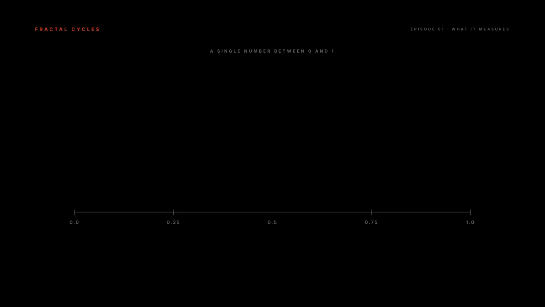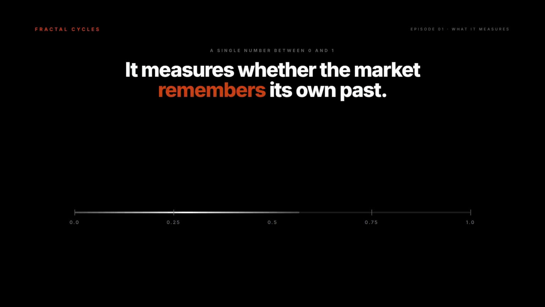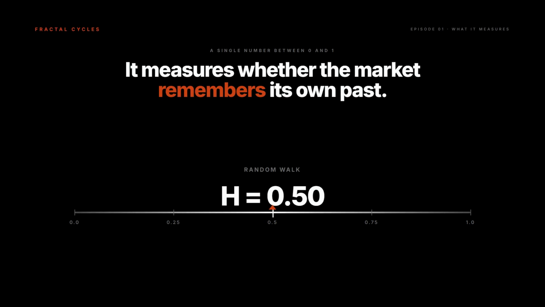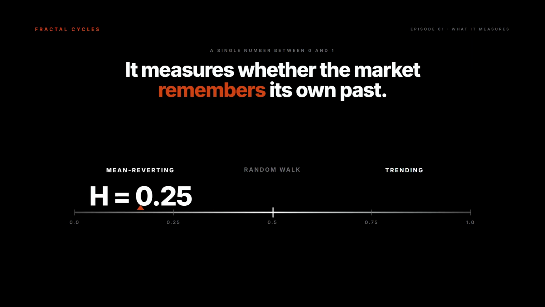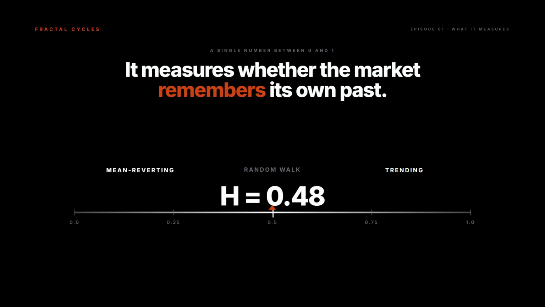The Hurst exponent is a single number between 0 and 1 that measures how a market remembers its own past. Above 0.5, the market is trending, and price tends to keep going. Below 0.5, the market is mean-reverting, and price tends to snap back. Around 0.5, the market is acting like a random walk, with no exploitable structure either way.